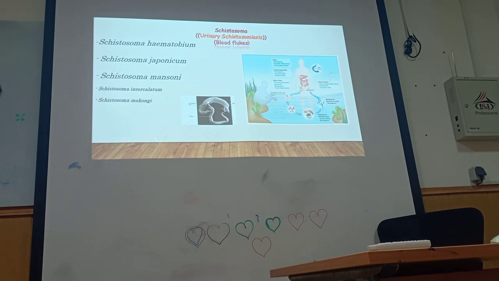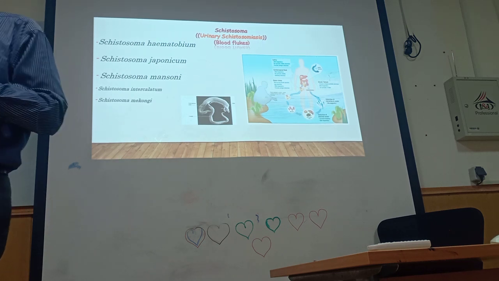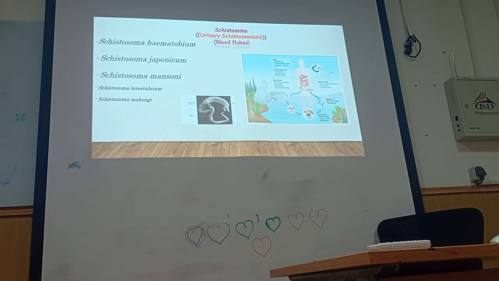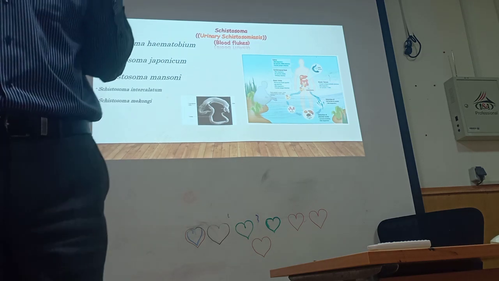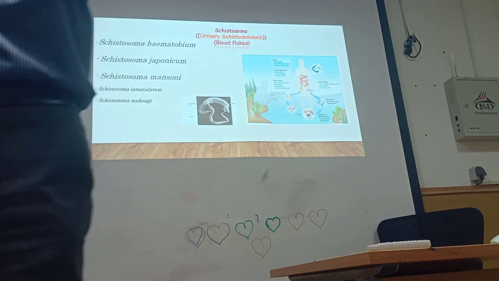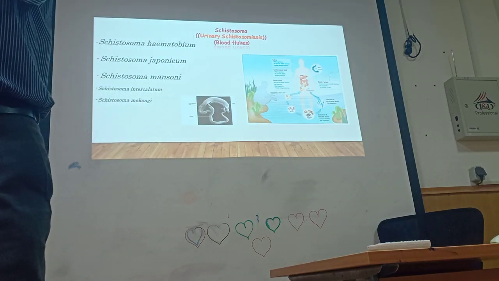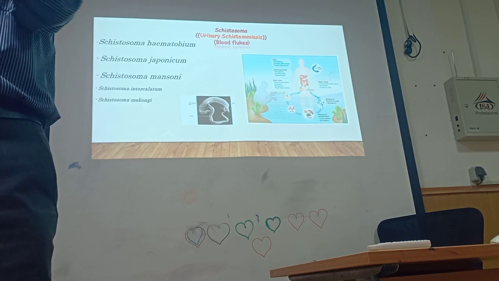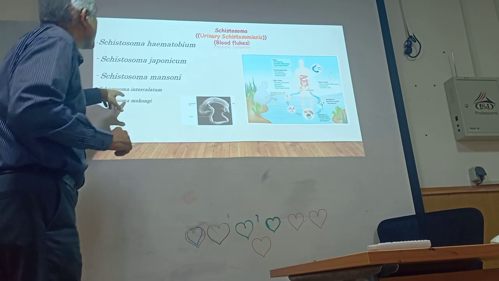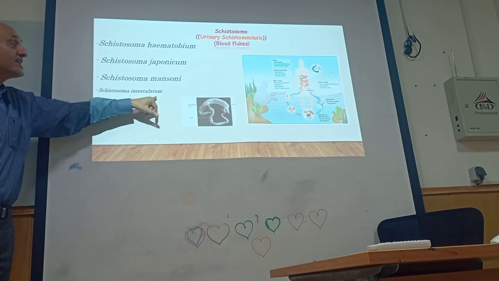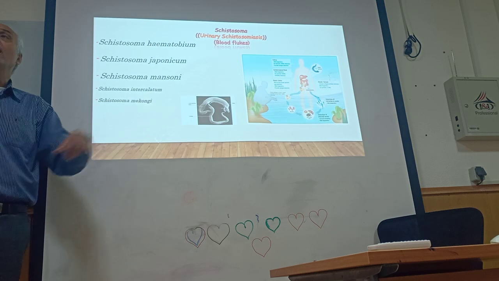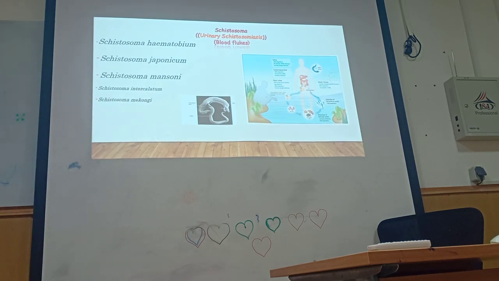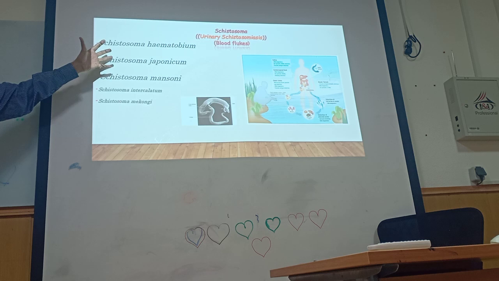This is the problem of nearly 55 countries in the world. It's very important. What is schistosomiasis? The causative agent is schistosome worms. We have 3 main famous schistosomes: Schistosoma haematobium, Schistosoma mansoni, and Schistosoma japonicum. Although I mentioned here Schistosoma intercalatum and Schistosoma mekongi from Mekong, these 3 are very important.